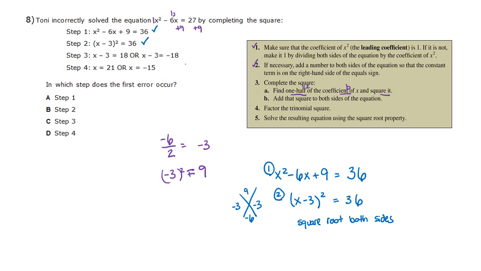Well, if you take the square root of this, you're just going to end up with x minus 3. If you take the square root of 36, you got to remember you have two answers, positive or negative, and the square root of 36 is 6. Is that what they have in step 3? No, that is not what they had. They said it was 18 because they didn't take the square root, they divided by 2. So this is where their mistake is.